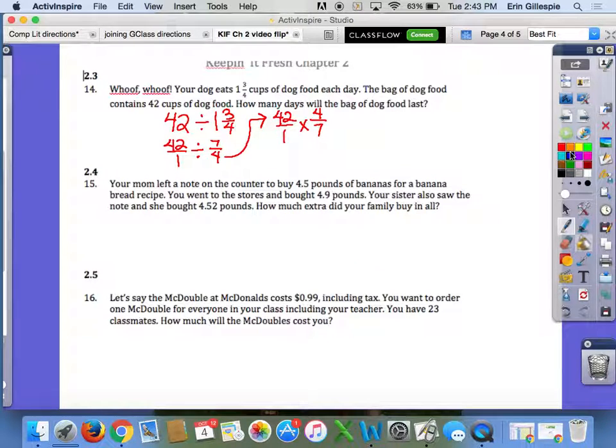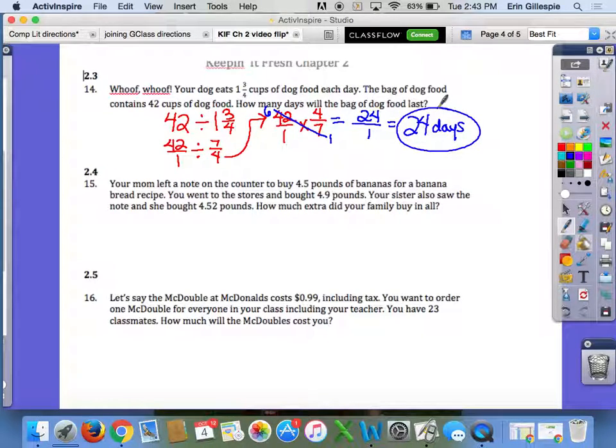You can cross-reduce here. 42 and 7 can both be divided by 7, so that would be 1. This would be 6. 6 times 4 is 24. 1 times 1 is 1. So 24, what's our label? How many days? So 24 days.